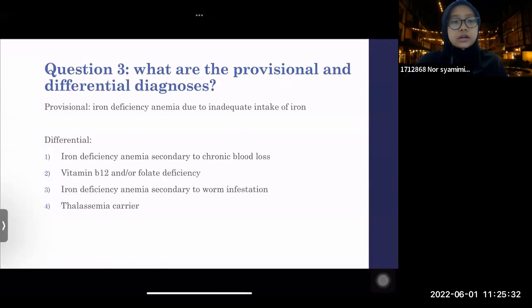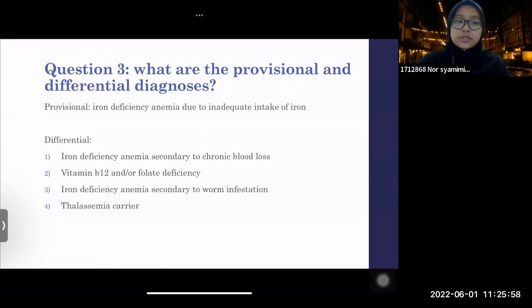And other causes, other deficiency I put here is vitamin B12 or folate deficiency, because patient had a small amount of chicken, fish, and some vegetables, but patient doesn't have other manifestations such as bruises, infection, or peripheral neuropathy. And then another differential I put here is IDA secondary to worm infestation, because patient has a history of liking to play outside barefoot.